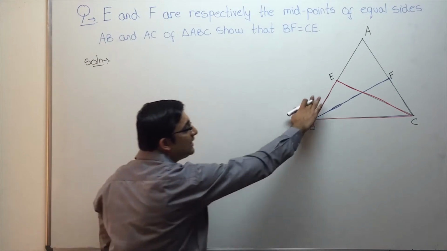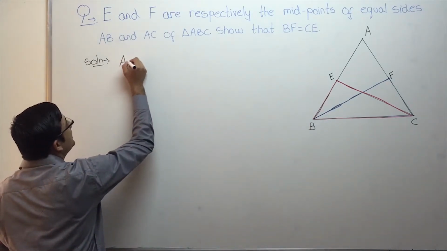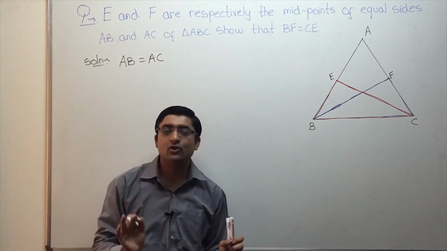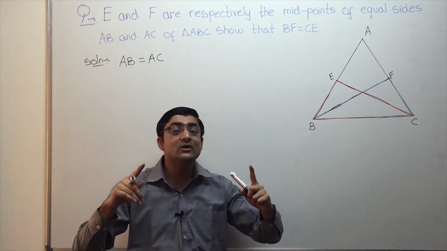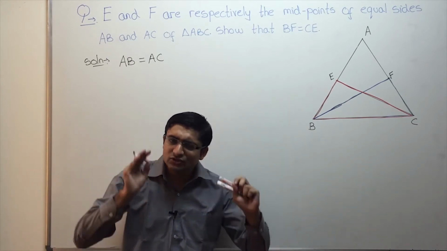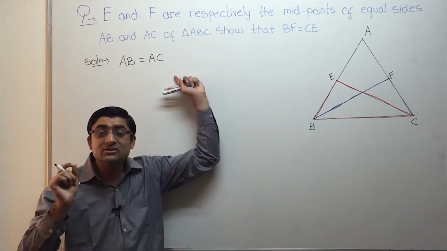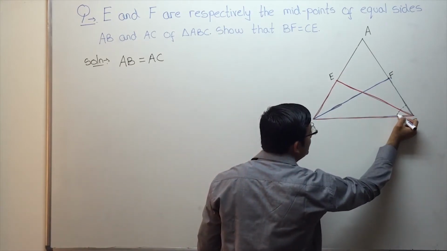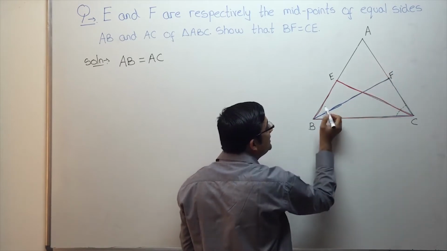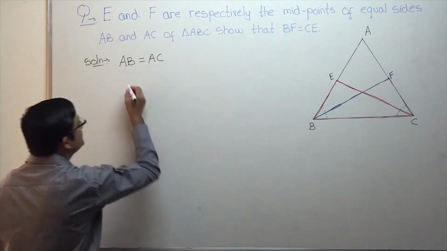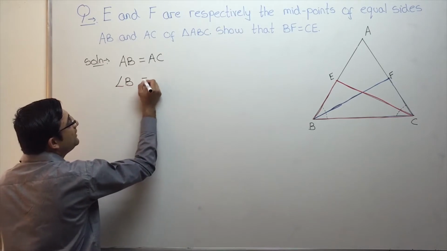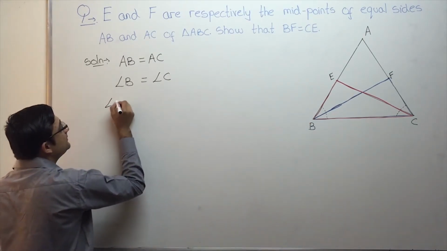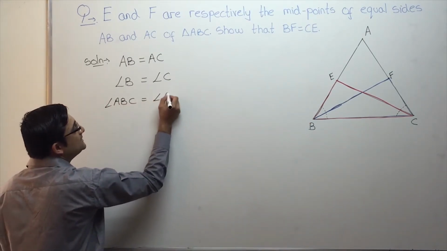What is the first thing given to us? AB and AC are equal sides. So right over here, AB is equal to AC. Now, the moment you get equal sides in a triangle, recall the theorem: in a triangle, if two sides are equal, the angles opposite to these sides are also equal. So the moment you see a triangle in which two sides are equal, immediately mark the opposite angles as equal. What is the angle opposite to side AB? It is angle ACB, this entire angle. What is the angle opposite to AC? Angle B. That means angle B is equal to angle C. To avoid confusion, I'll use the three-letter name, that is angle ABC is equal to angle ACB.